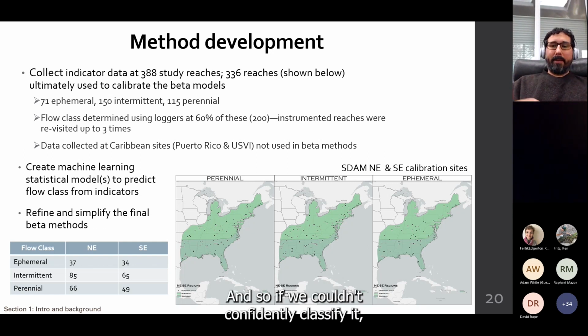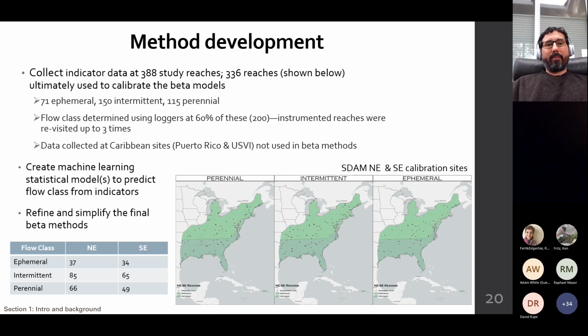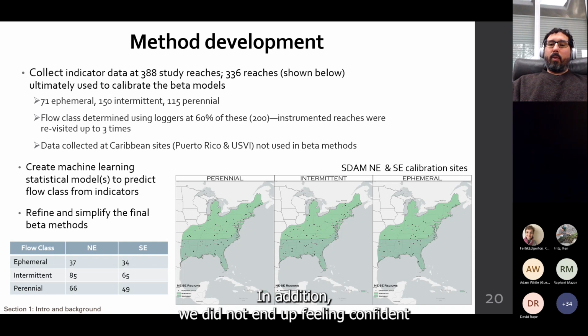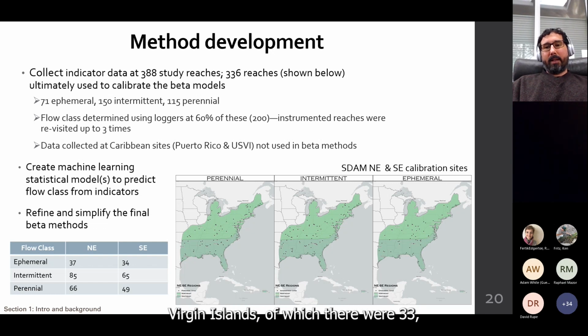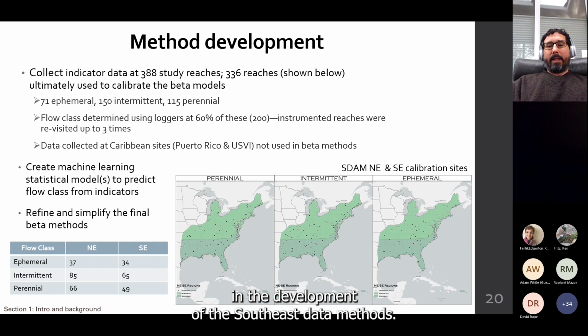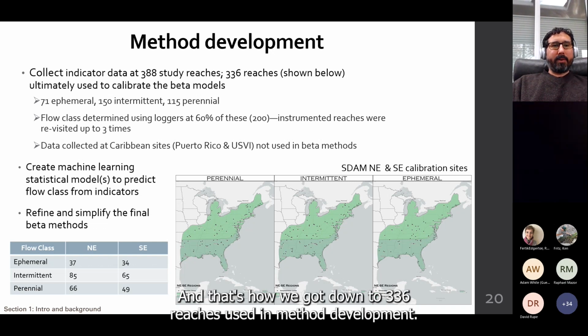And so that if we couldn't confidently classify it, it was dropped and not able to be used in method development. In addition, we did not end up feeling confident that the Caribbean sites, our sites in Puerto Rico and U.S. Virgin Islands, of which there were 33, would be enough like the Southeast to include in development of a Southeast beta method. So we excluded those as well, and that's how we get down to 336 reaches used in method development.